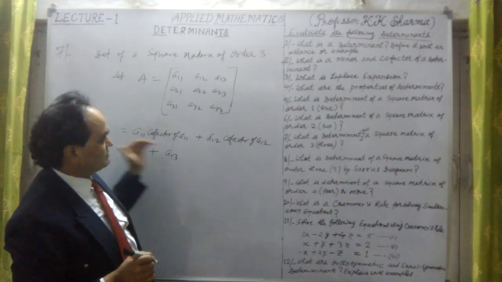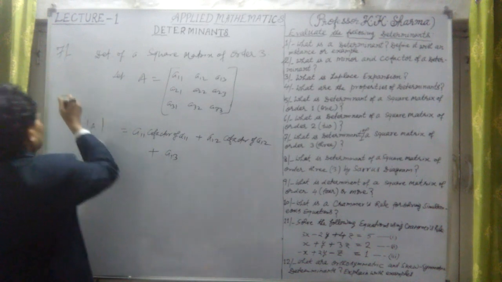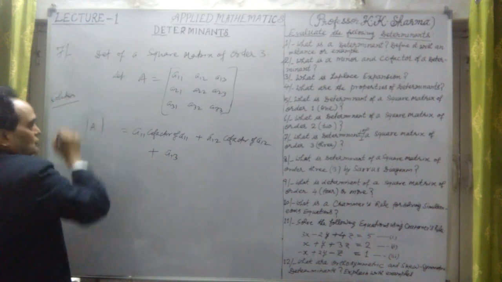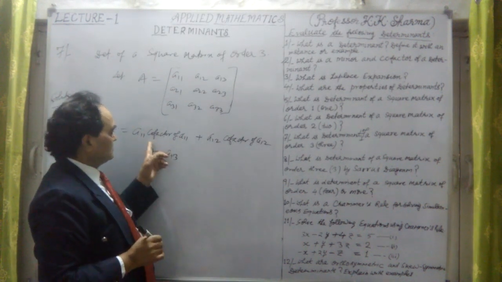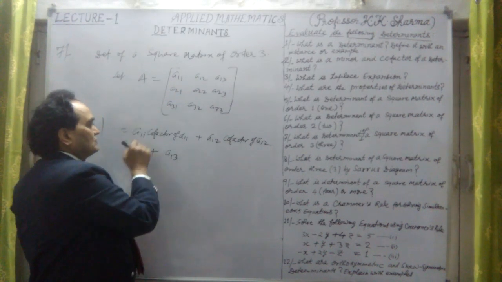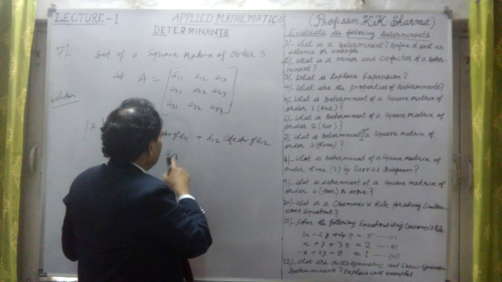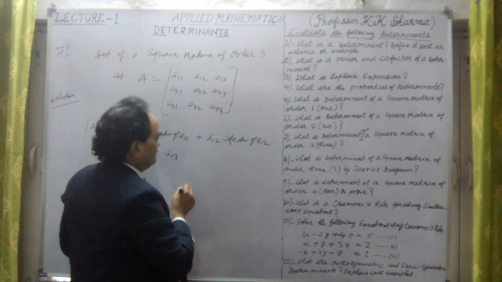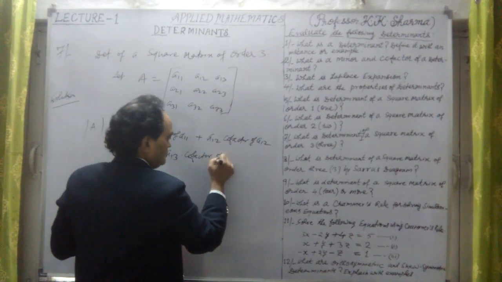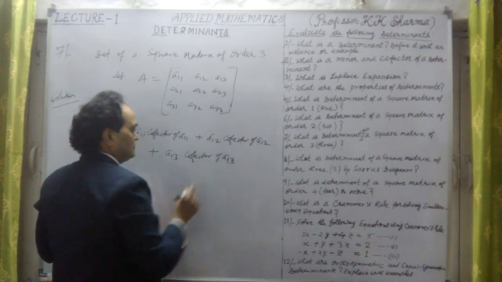This is the determinant value of A that we are calculating. This is the solution. How is the determinant value calculated? We write A11, the number of that element, into the cofactor of A11. We will write A12 into cofactor of A12, plus A13 into cofactor of A13.